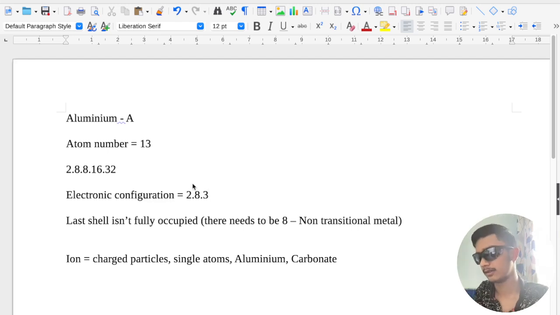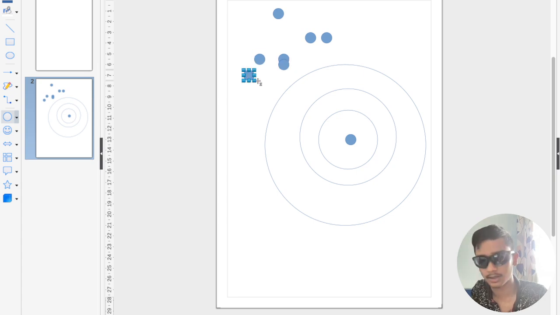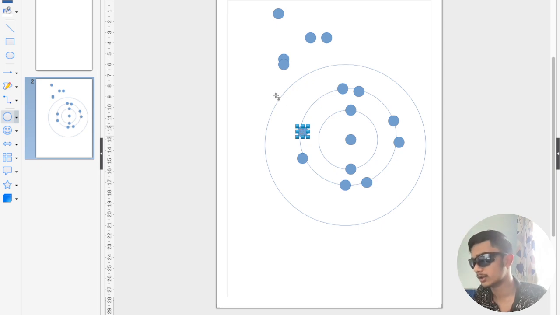So this is the electronic configuration for aluminum. On the first shell, you got 2. Second shell, you got 8: 1, 2, 3, 4, 5, 6, 7, 8. And the last shell, you got 3: 1, 2, 3. This is how it looks. I know, it's a very bad diagram.